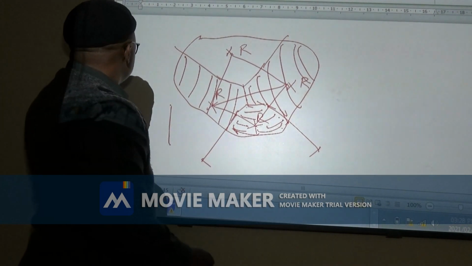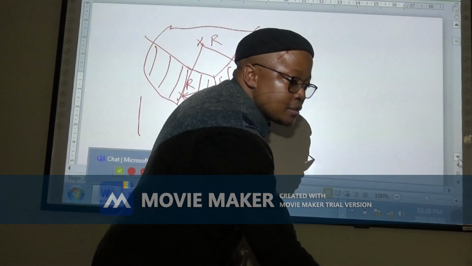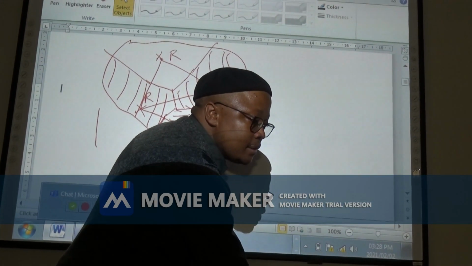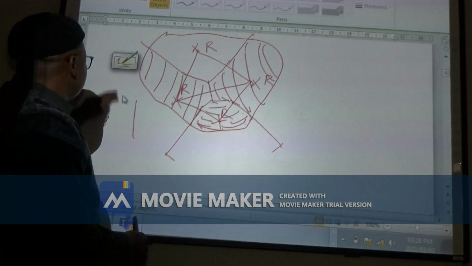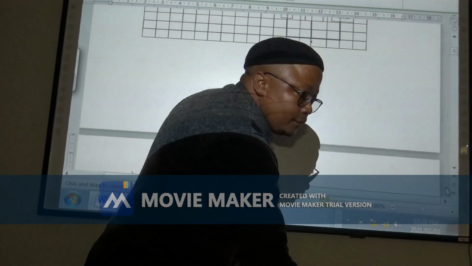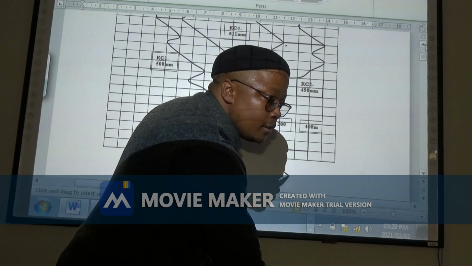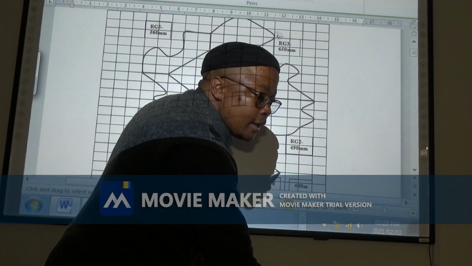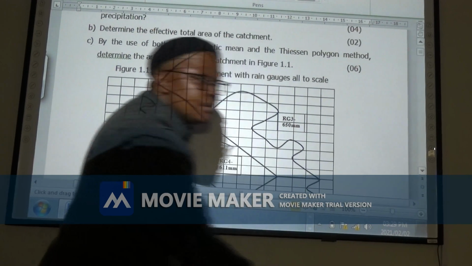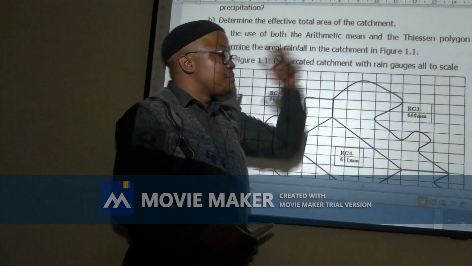Right. So carrying on, we need to then adjust now to see how we can calculate the same thing. We need to then adjust the calculation now. Now if you come to the calculation part, they ask you about the precipitation, and they expect you to determine the effective total area of the catchment first.